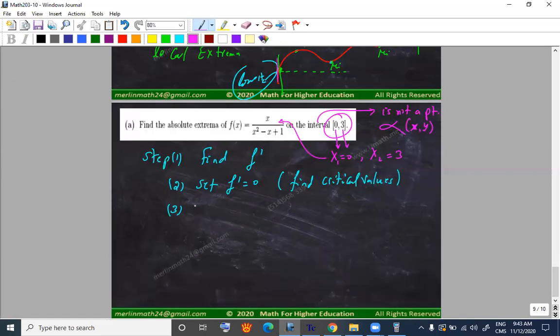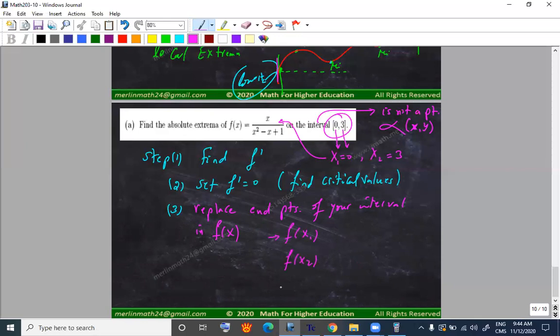Anyhow, what you do next is replace the values of your interval, the end points, the end numbers. Replace the end points of your interval in your function. Where do you replace these? In the function, f of x. What you are finding is f of x1, f of x2. This is what I am finding.